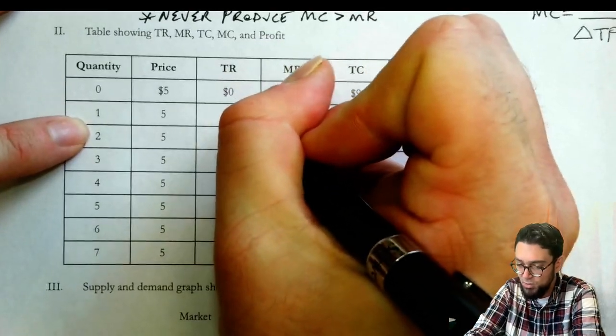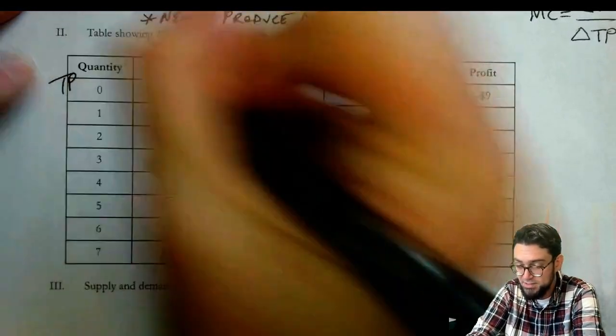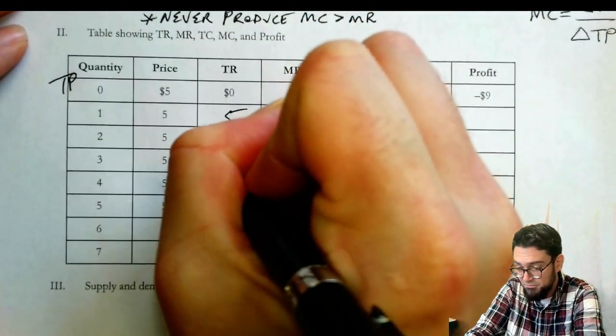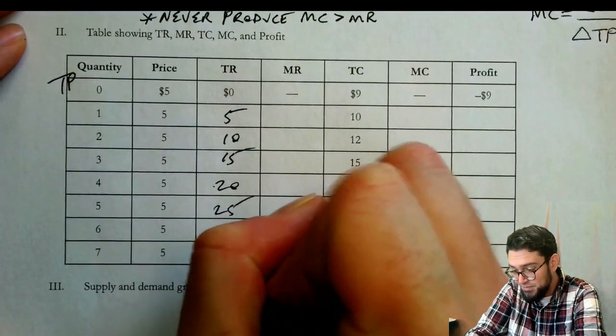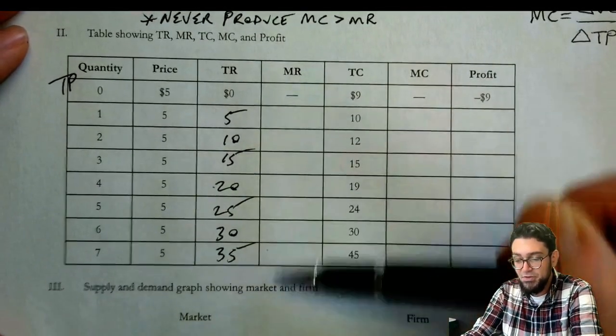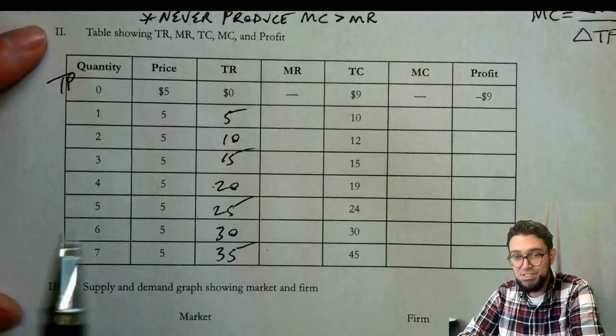So we have quantity 1, this is output. So I'm going to put total product, that's our output, 5, 10, 15, 20, 25, 30, and 35. And now I can calculate my marginal revenues. And I think you're going to notice something interesting about it.